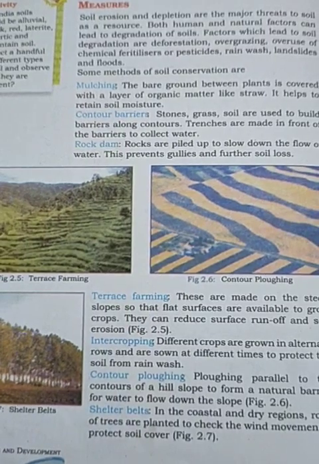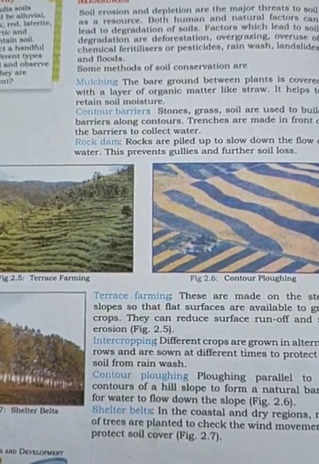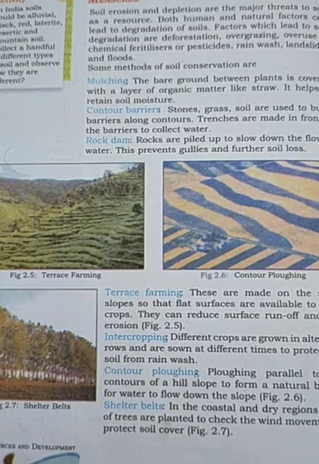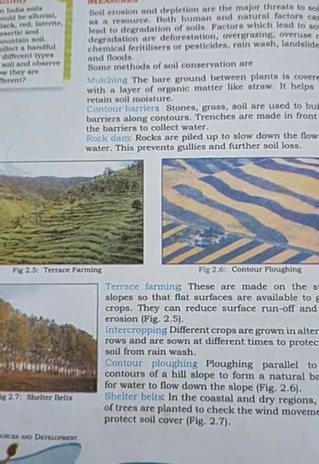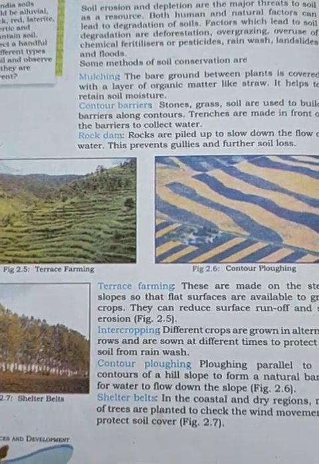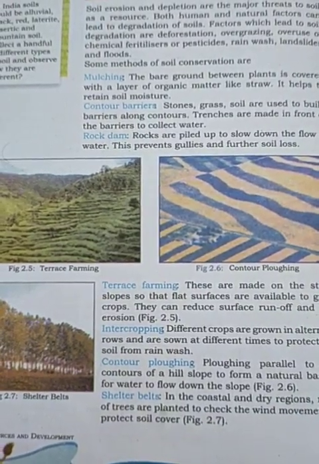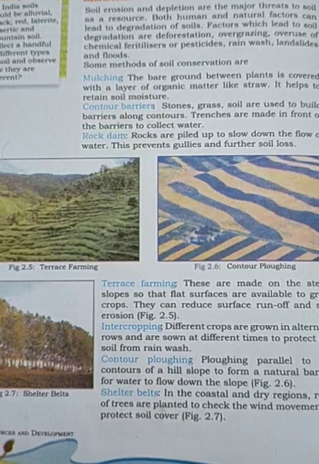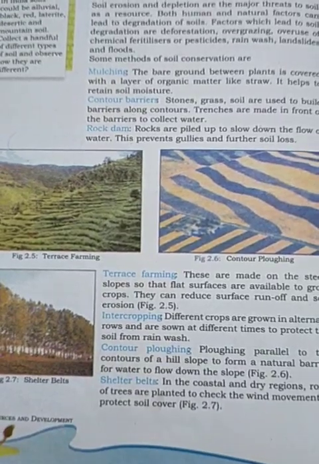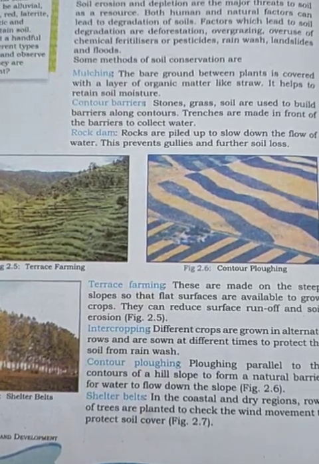Okay, next comes terrace farming. Terrace farming, children: in a tea estate if you go, you can see step by step steep slopes being used for growing crops. This reduces surface runoff and soil erosion. That is, a steep, step-like structure to ensure that soil does not erode. Similarly, intercropping is growing crops with different gaps, and these crops are also sown at different times so that the soil is protected from the rain wash. Rain wash means during heavy rain the water washes away the soil and fertility also. That is known as rain wash.